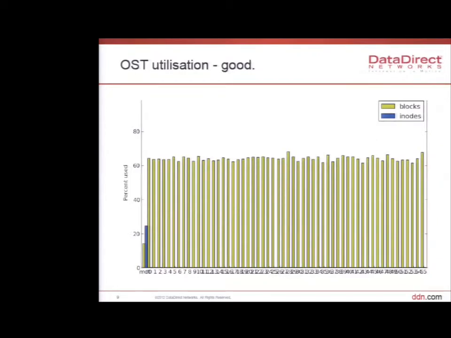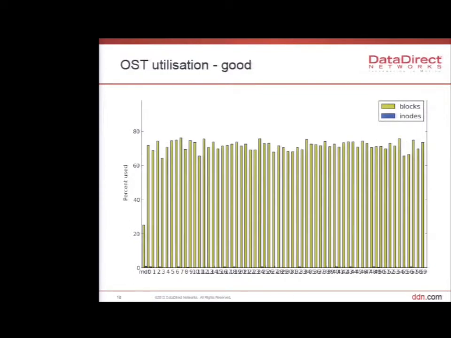The threshold for losing performance through fragmentation seems to be around 75 to 80%, but it obviously depends significantly on the type of usage you put your file system through. So this is a good file system. There's no reason to believe they won't be getting very good performance still at this level.